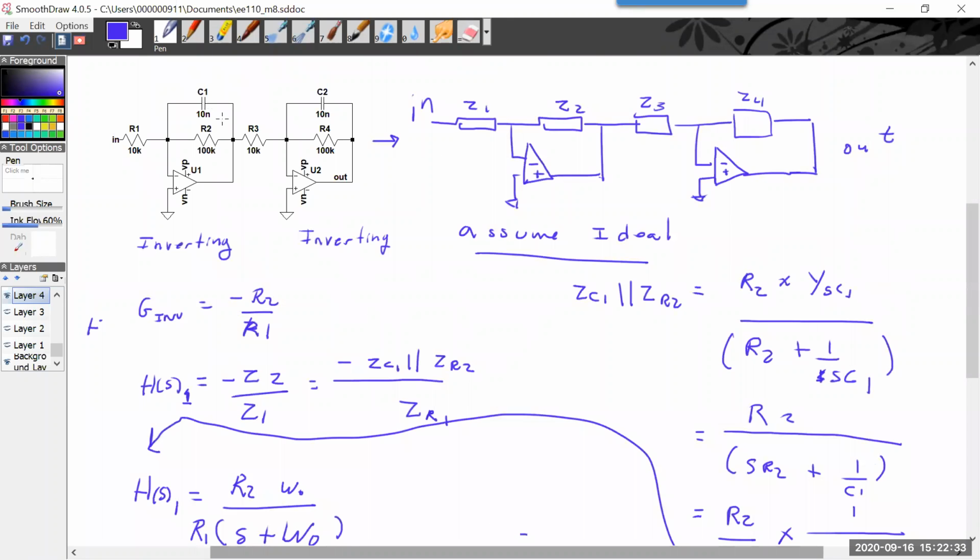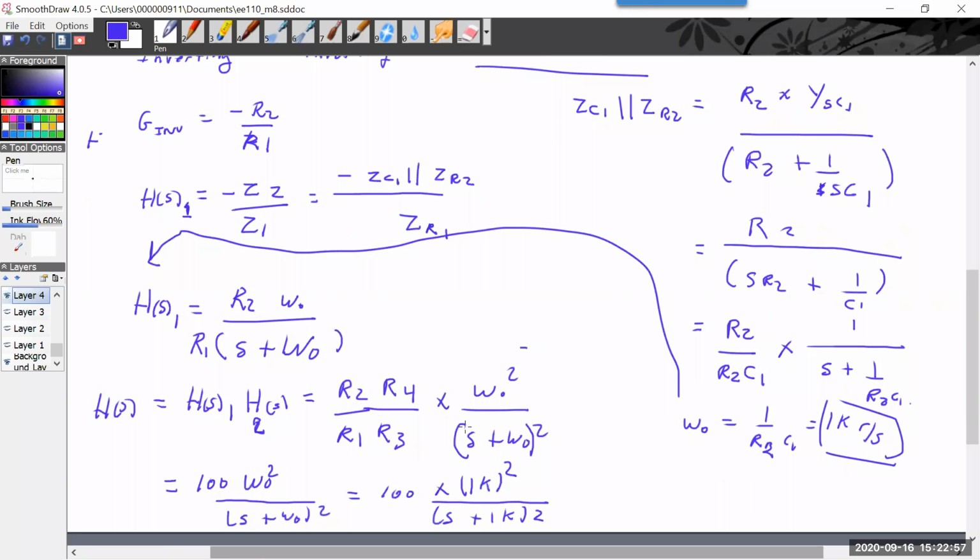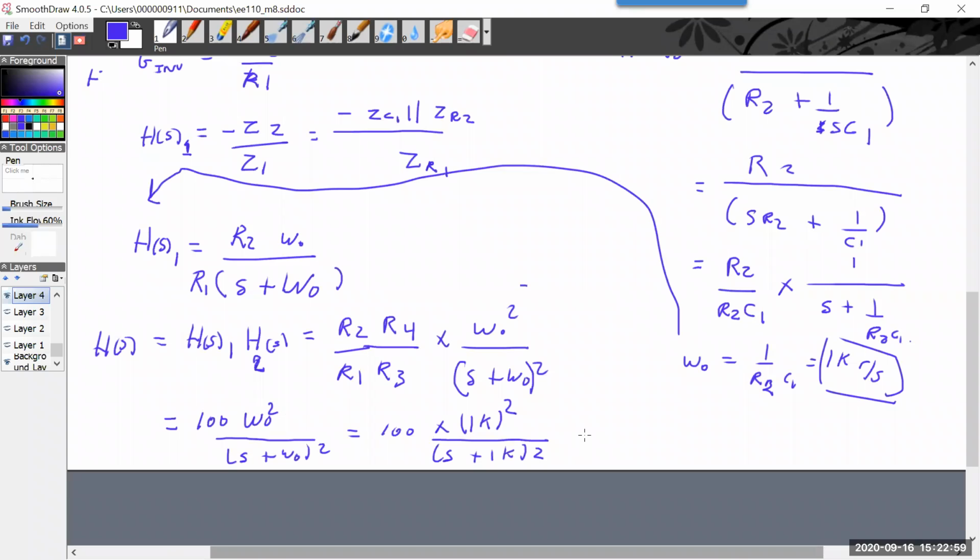So C1 is equal to C2, R2 and R4 are equal, and R1 and R3 are equal, and equal to these values that I set here. So that when I find H_S of 1, right, I get a gain of 10, and omega naught is 1,000. That means H_S2 is the same thing. And ultimately, we get this transfer function here.